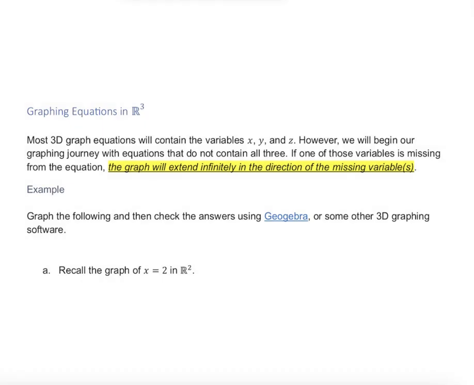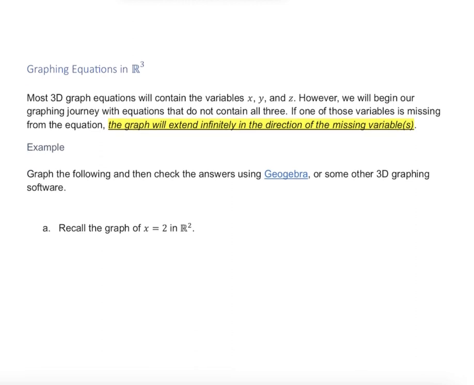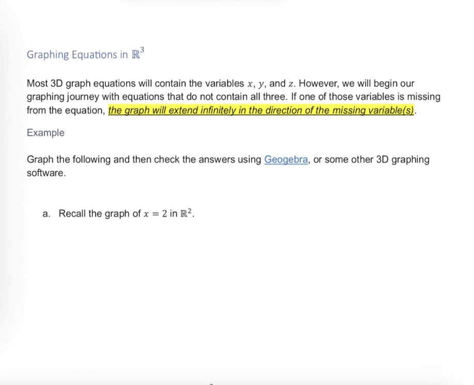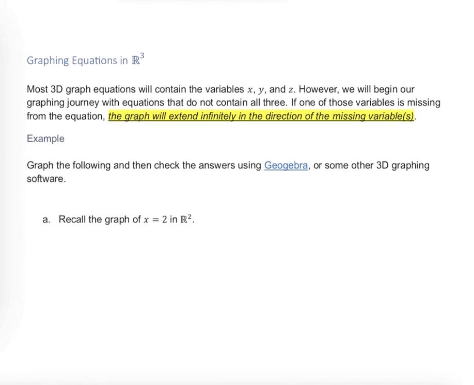We're going to begin discussing the graph of three-dimensional equations. Most of the time when we have a three-dimensional equation, it's going to contain all of the x, y, and z variables. However, at the beginning of the discussion, we're going to start with the easiest possible scenario, which is when one of those three variables is missing.